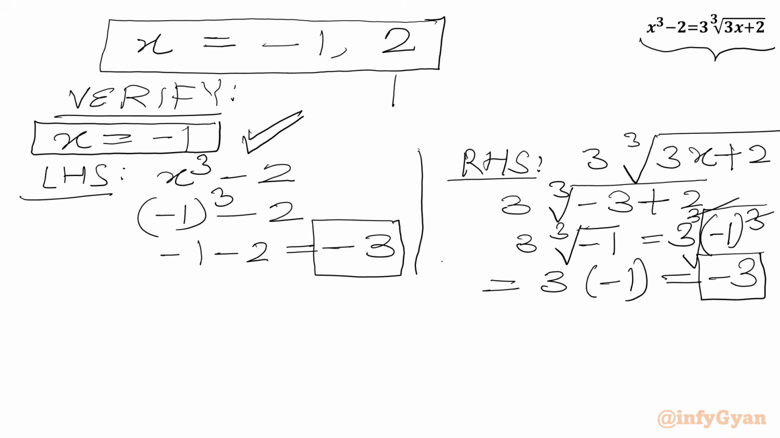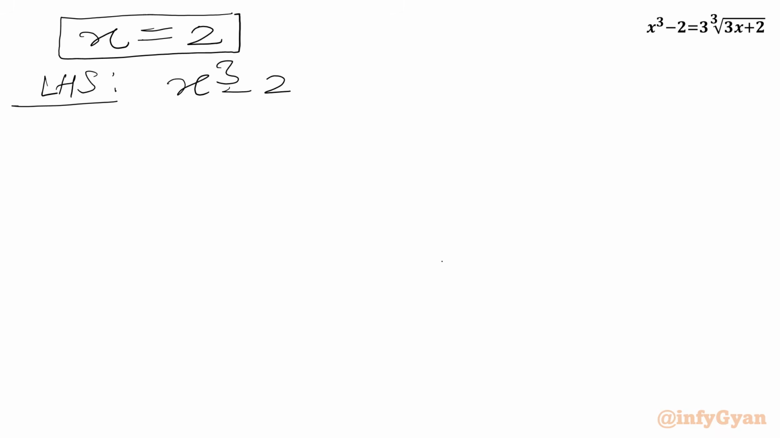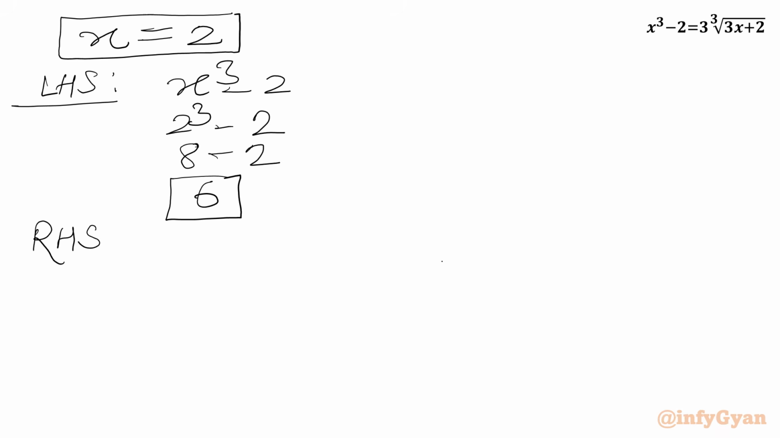Now we are going to check x equal to 2. So I will write x equal to 2 and we will begin with LHS. So LHS is x cube minus 2. We will write 2 cube minus 2. We are going to get 8 minus 2. So LHS is 6. Now we will find the value of RHS at x equal to 2.